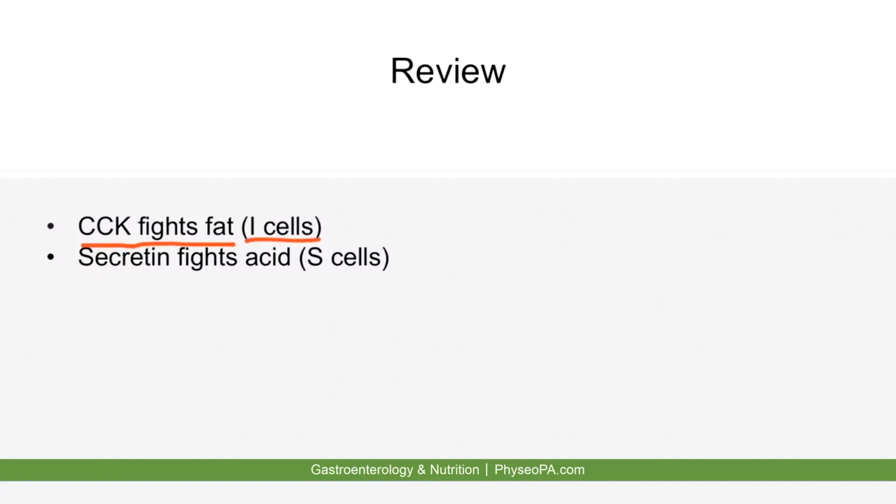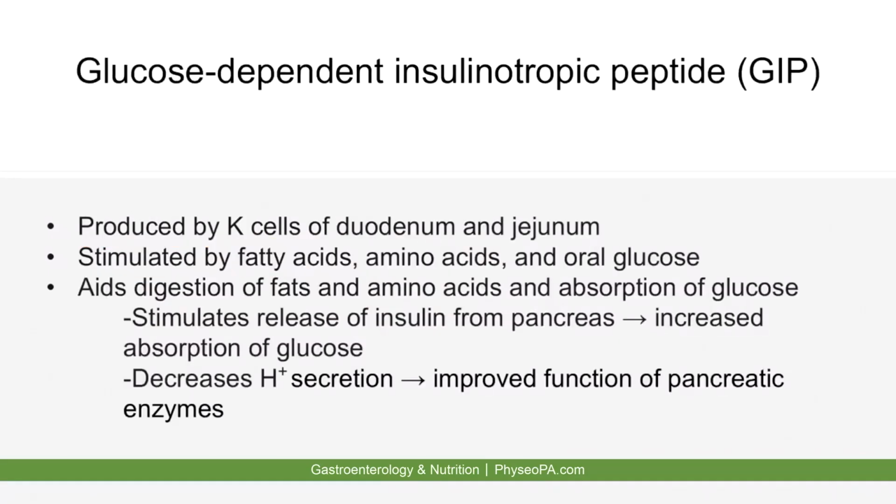Think of secretin and its functions as fighting acid, and it's released from S cells. So now let's talk about glucose-dependent insulinotropic peptide, or GIP. Now GIP is produced by the K cells of the duodenum and the jejunum, and it's stimulated by fatty acids, amino acids, and oral glucose.